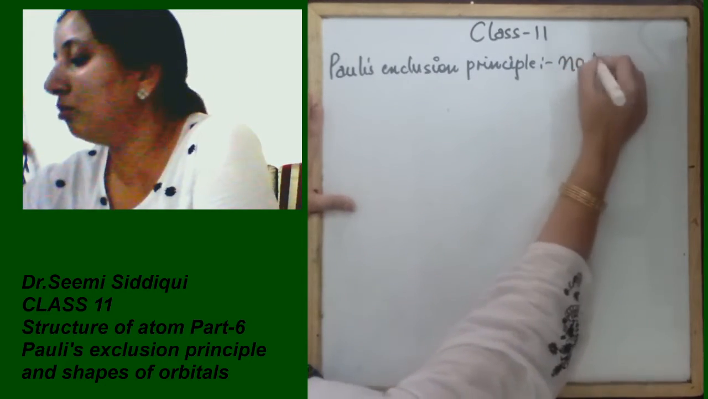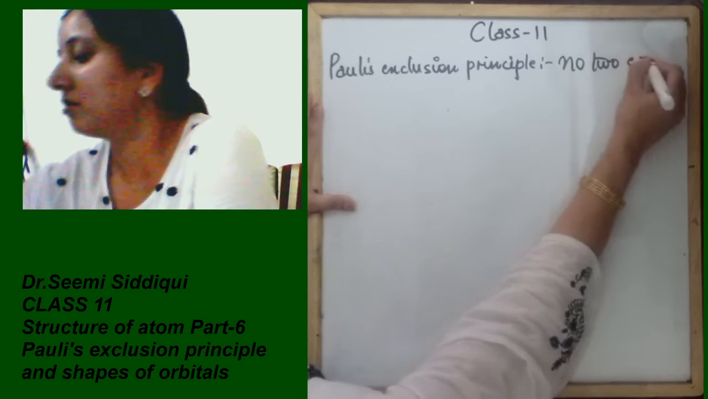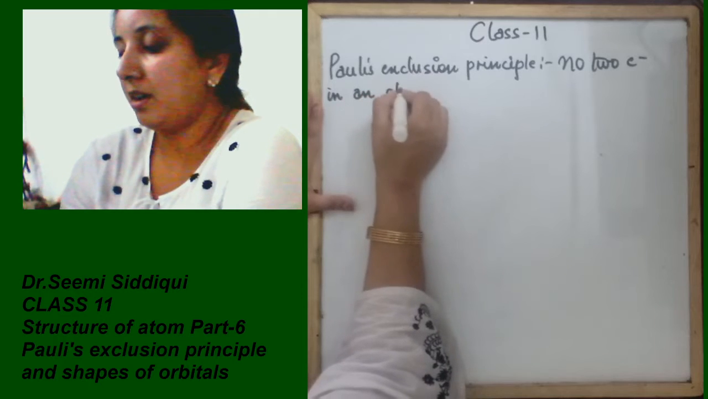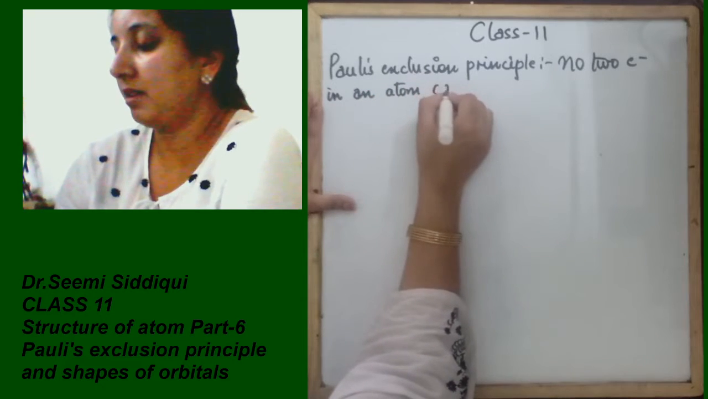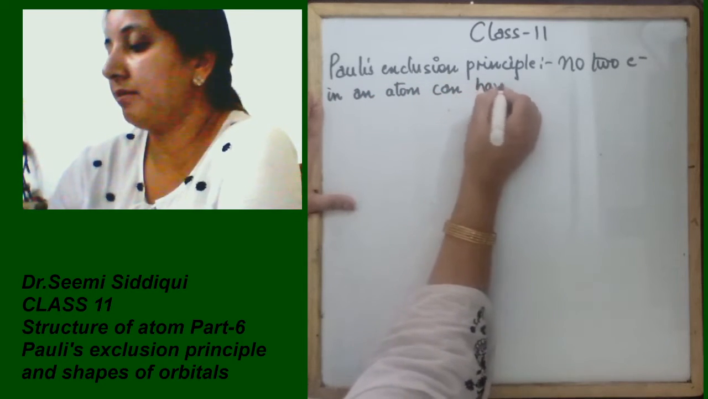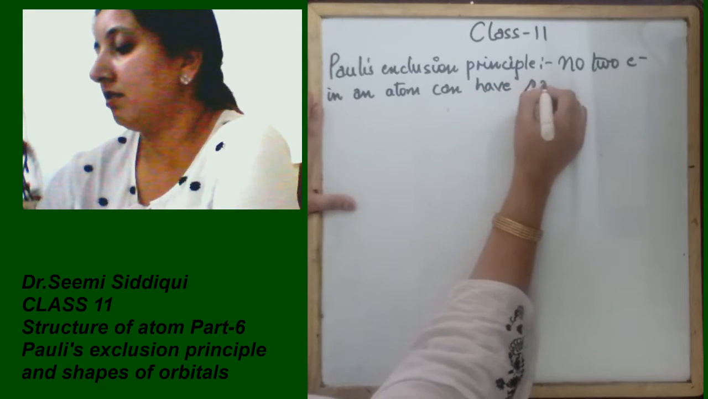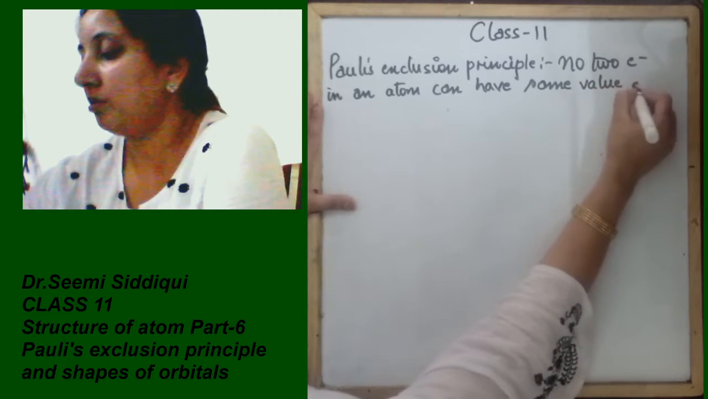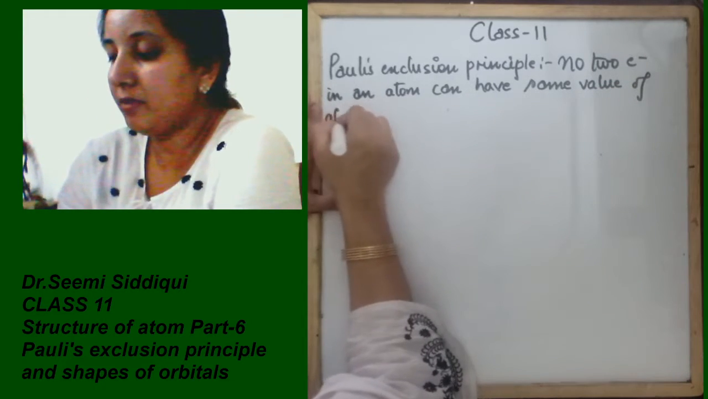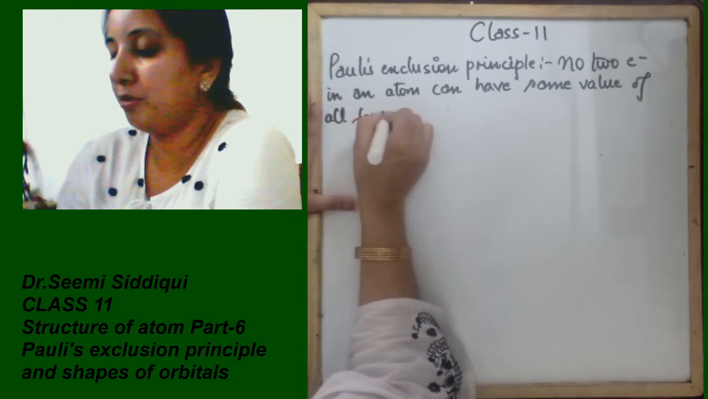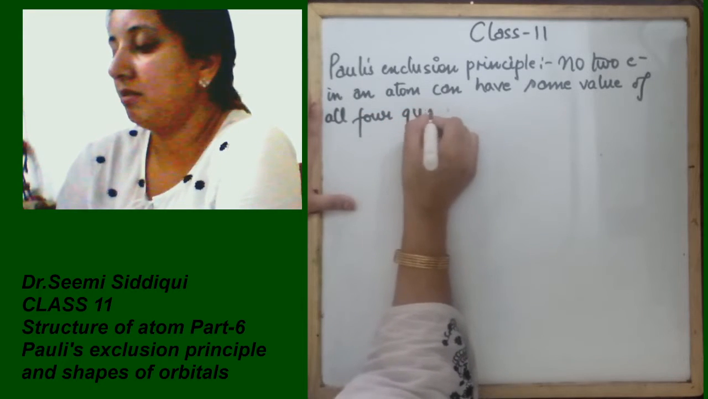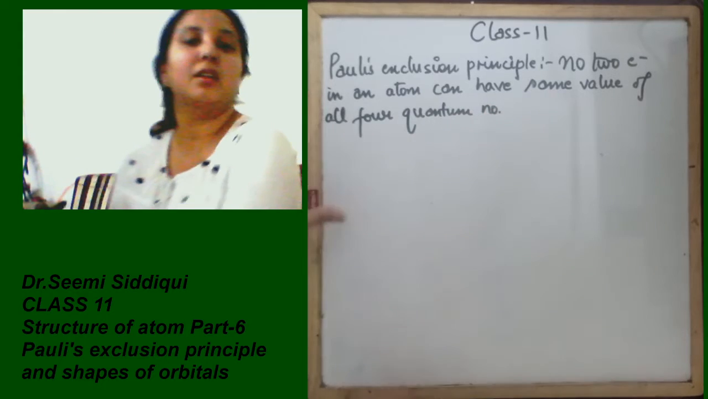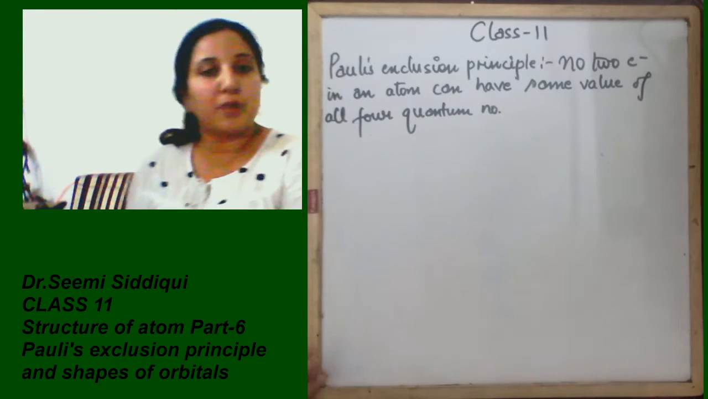That is, no two electrons in an atom can have the same value of all four quantum numbers. Now let's look at an example.